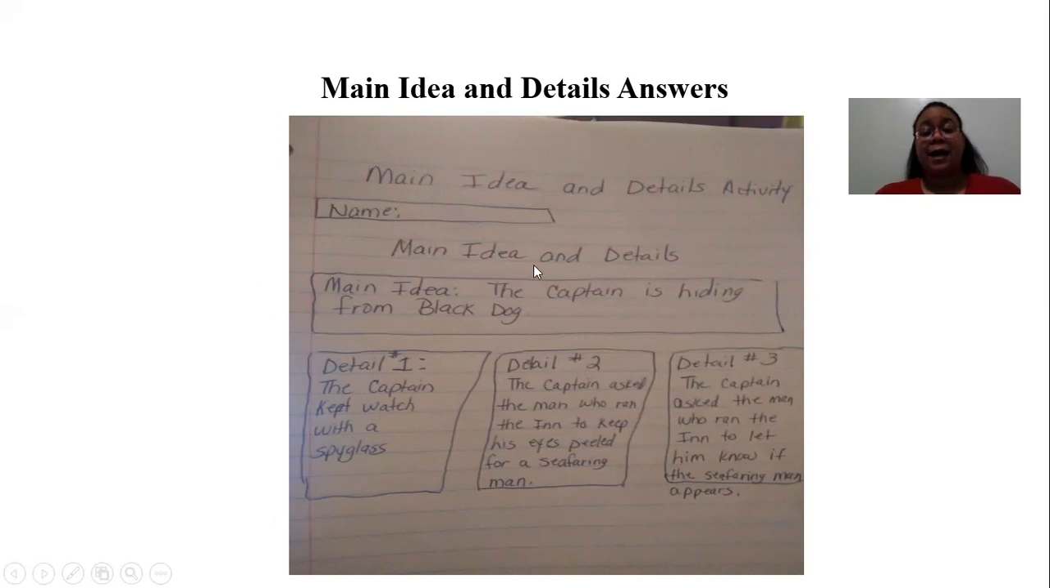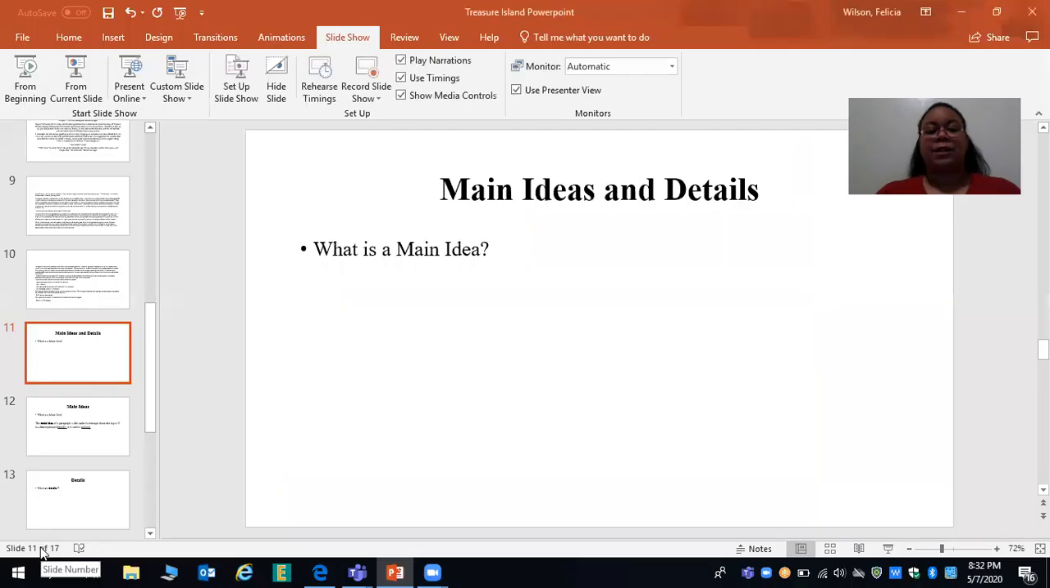The main idea of this excerpt was the captain is hiding from Black Dog. Okay, the captain is hiding from Black Dog. The first detail that we wrote is the captain kept watch with a spyglass. And you're probably wondering, how do we know that? So let's go back in our story. Let's find it.